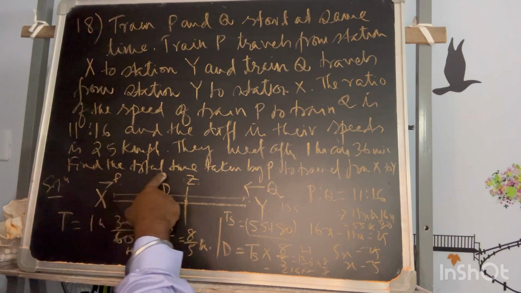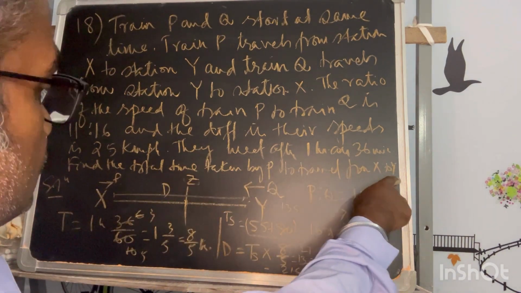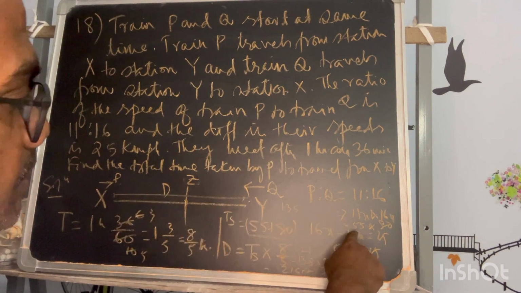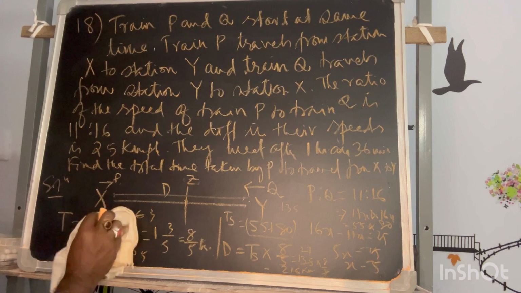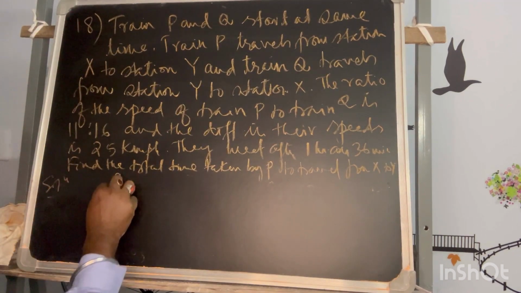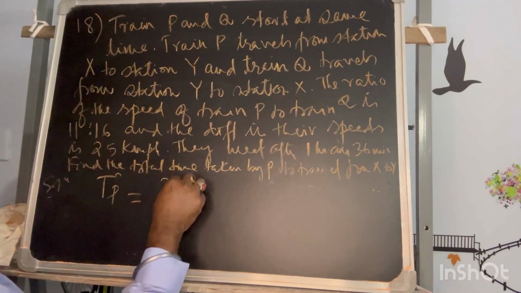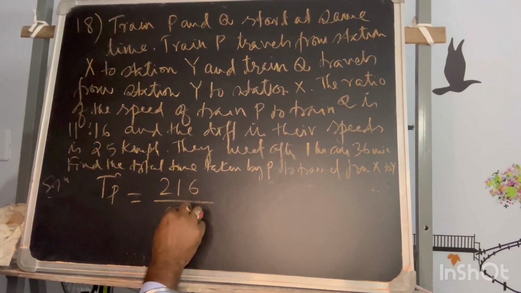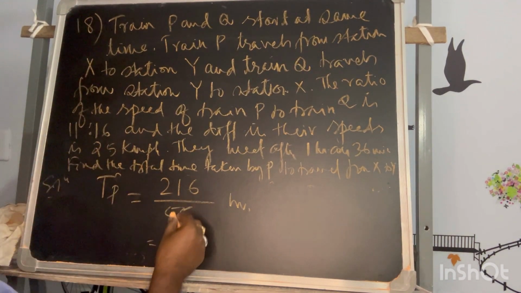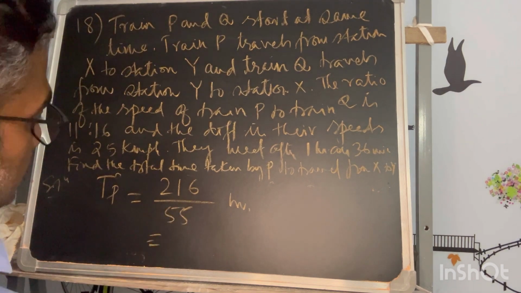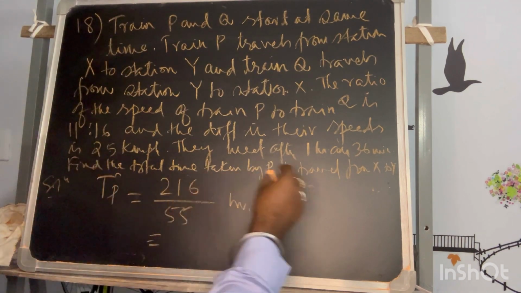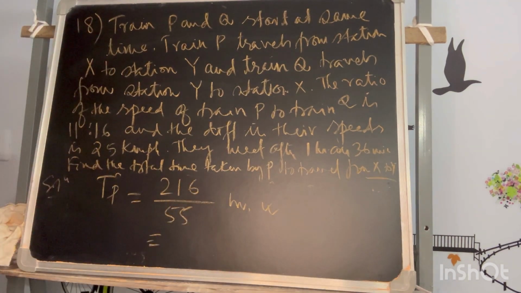So find the total time taken by P to travel X to Y. Now 216 is covered with the speed of P. The P speed is 55 km per hour. So now we can calculate the time. We know the total distance. So P's time is equal to total distance 216 by its speed 55 km/h. That would be in hours, and somewhat in decimal it will come. So you can calculate this. So this is the time taken by P to move from X to Y.